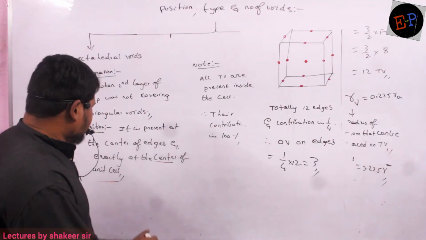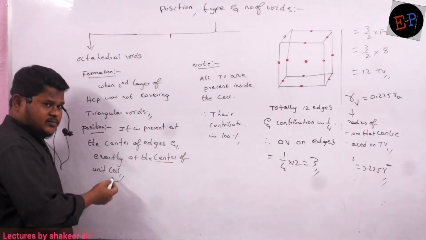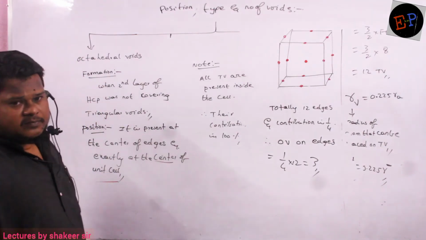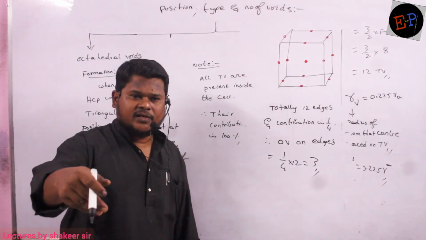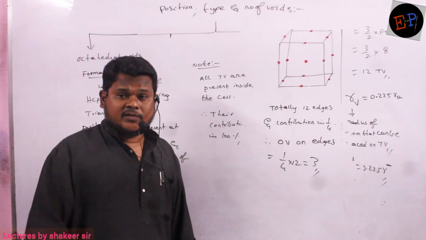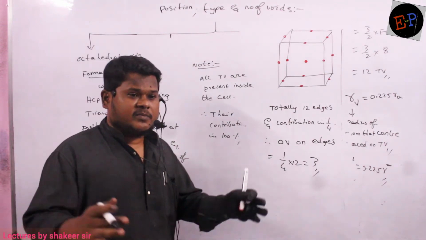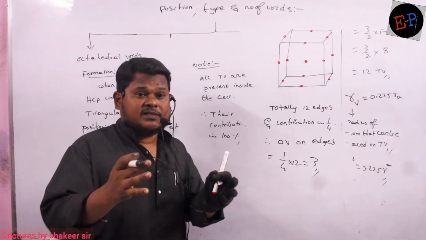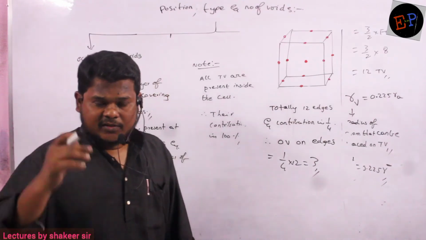And there is one void exactly at the center. What will be its contribution? 100%, because it is totally present inside. So 3 plus 1 is 4. So 4 is the number of octahedral voids that can be accommodated in an FCC, face-centered cubic unit cell.